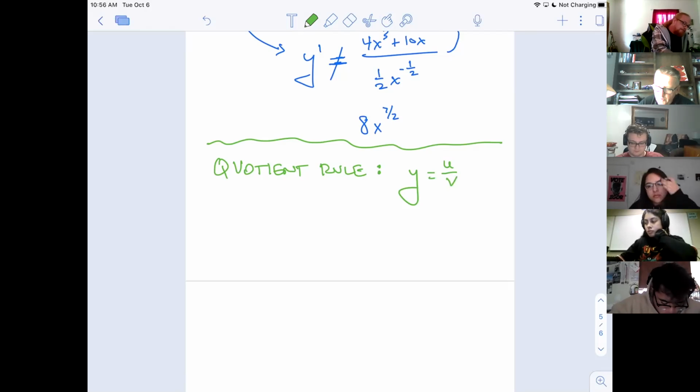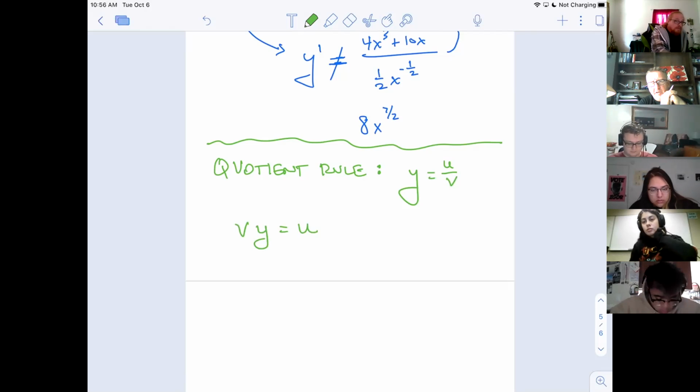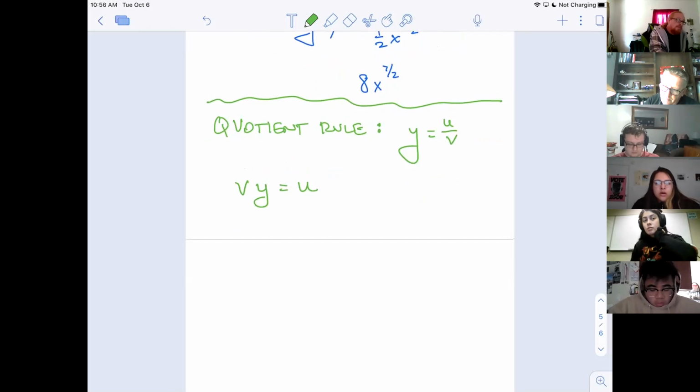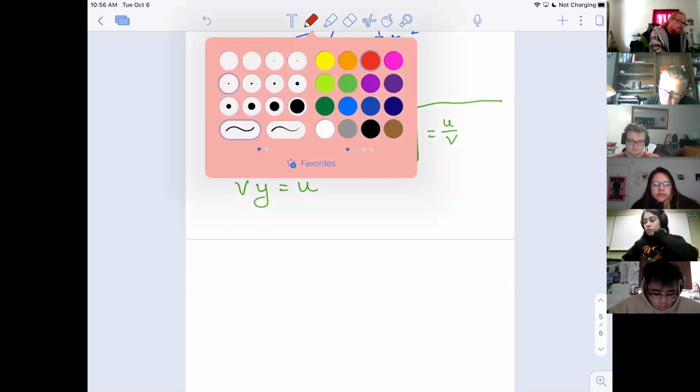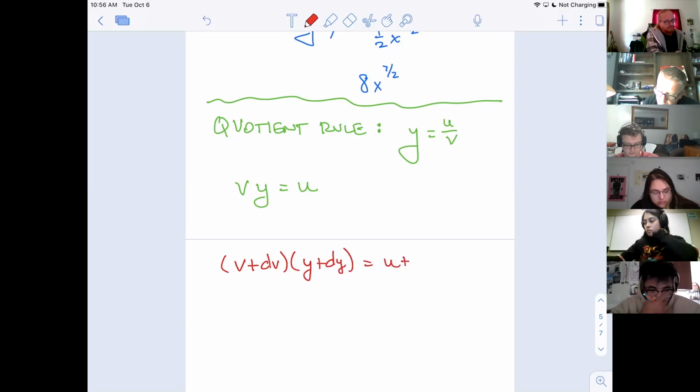Before I even start, couldn't I do some algebra? If I multiplied both sides by v, wouldn't I have that? And now it kind of looks like the product rule. It's junk times junk equals junk. And then what did we say a derivative was? It's kind of like v gets a little bit bigger, y gets a little bit bigger, and u gets a little bit bigger.